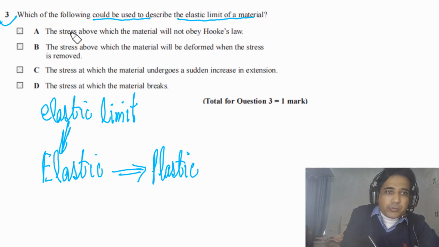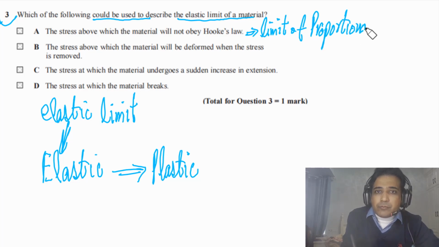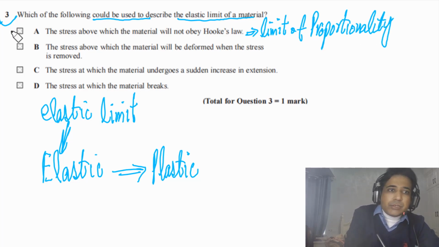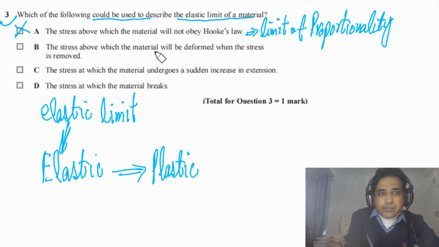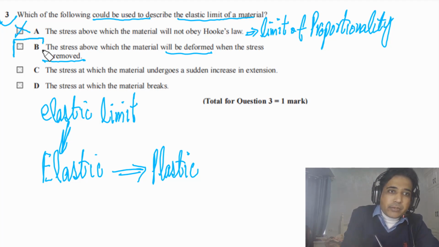Now if you look at the given options, the first is the stress above which the material will not obey Hooke's law. This is not right actually. This is the limit of proportionality. So this is not the possible answer. The stress above which the material will be deformed plastically when the stress is removed. Yes, because this is the elastic limit, the end of elastic deformation. So this is our correct answer.